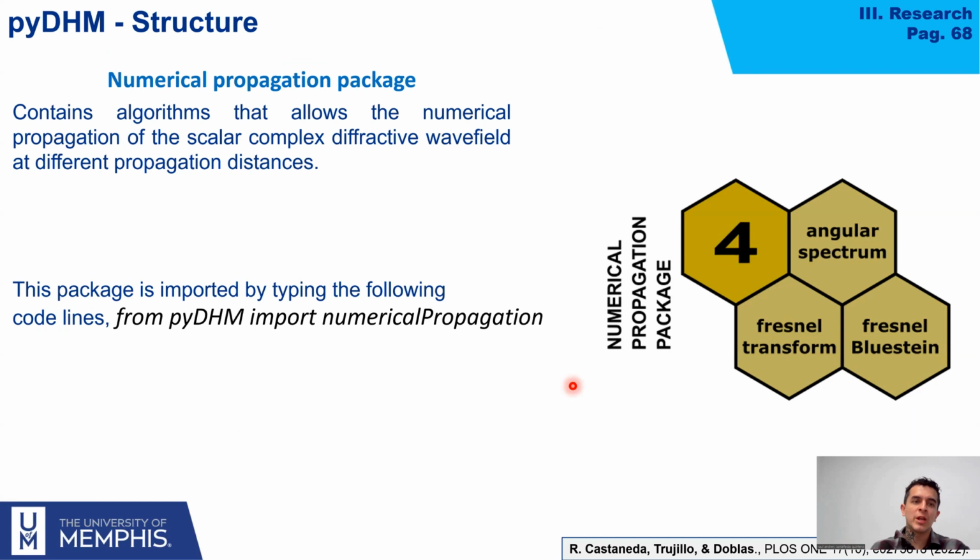Package number 4 is the numerical propagation package. This package contains algorithms that allow the numerical propagation of scalar complex diffractive wave fields at different propagation distances. In this case, you can find the angular spectrum, the Fresnel transform, and the Fresnel-Bluestein.